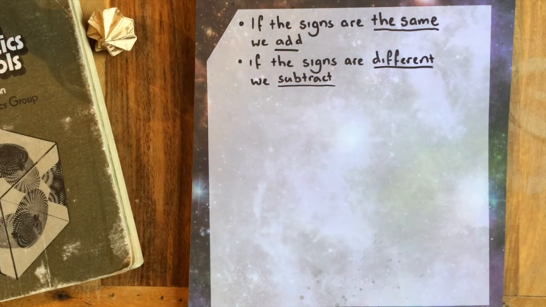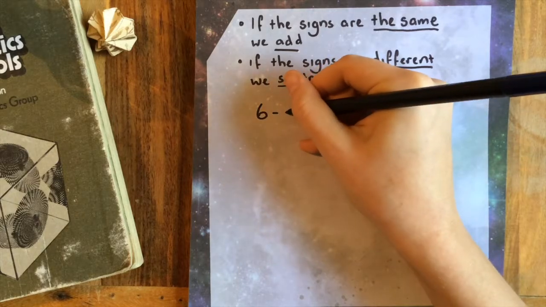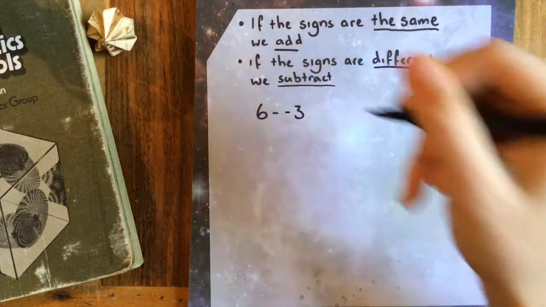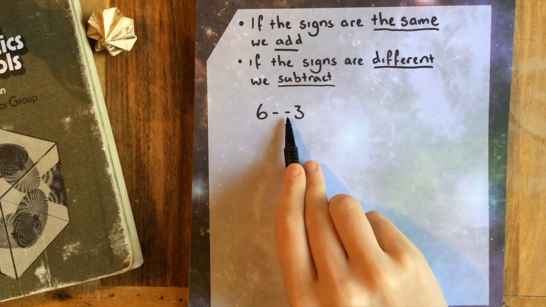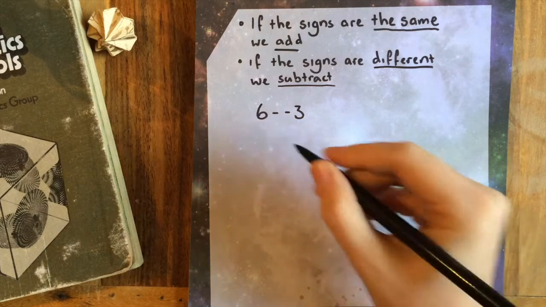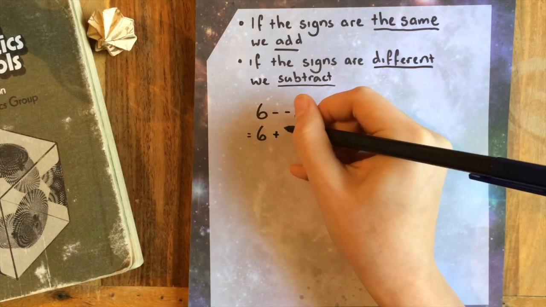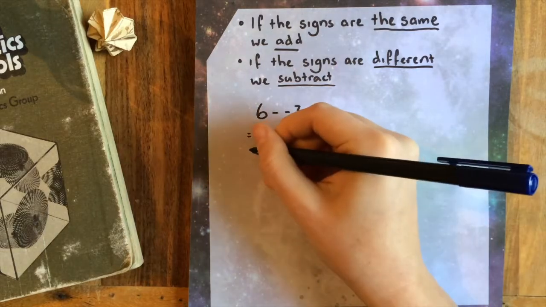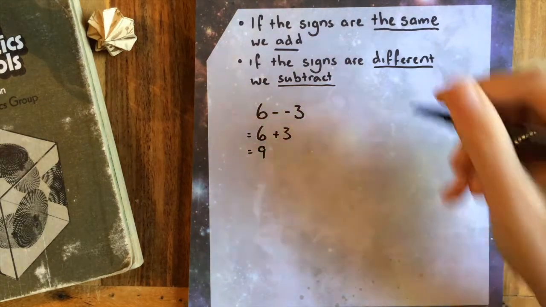For example, if we start with something like 6 take away negative 3, well, we've got two signs right next to each other. We're taking away negative 3. So in that case, we are going to add. I would just take all of this, two negatives in the middle, and turn it into an add. So we've got 6 plus 3. We know what 6 plus 3 is. That's 9. Tick, done.